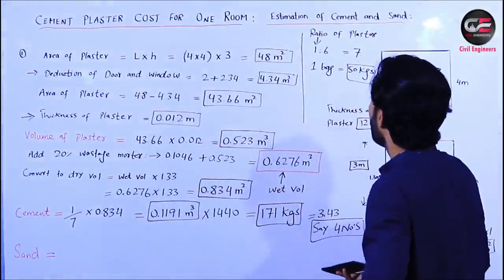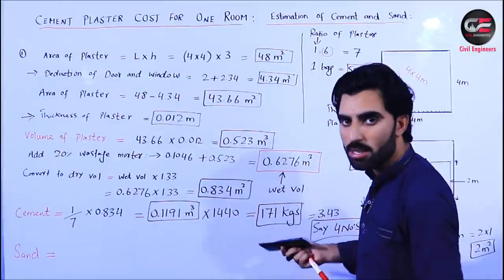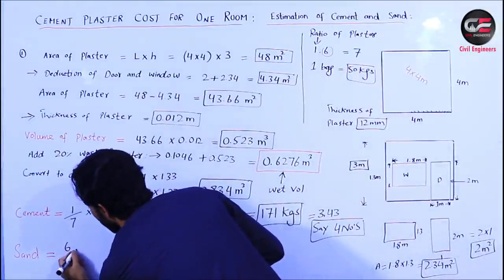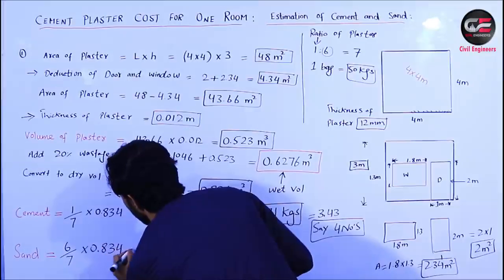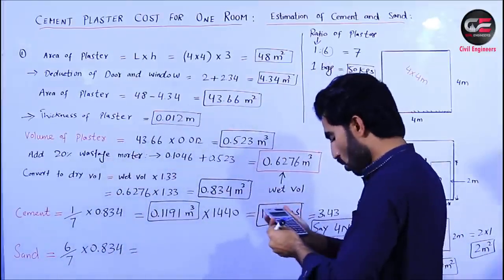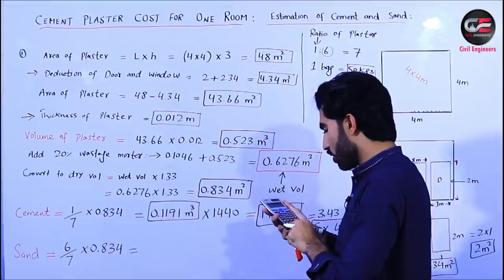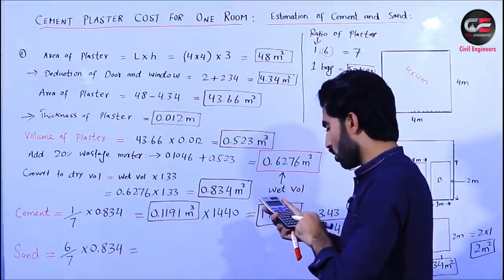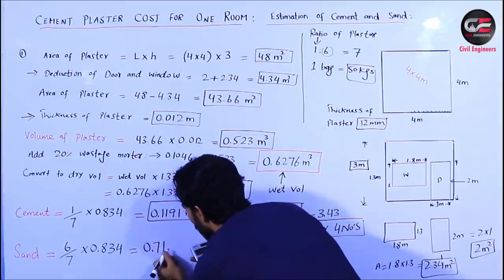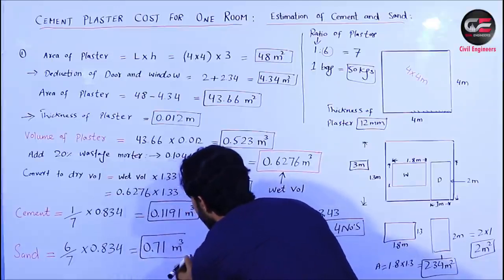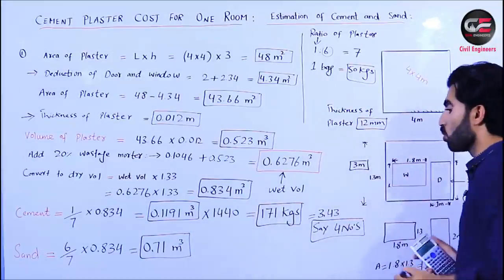Guys, you can see the ratio of the sand is 6. So one part is cement and 6 parts is sand. So 6 divided by 7, 6 divided by the sum of ratio, which is 7, multiply 0.834, right? So the volume of sand becomes 0.71 meter cube. This is the volume of sand. We required 0.71 meter cube to cover this room for plaster.